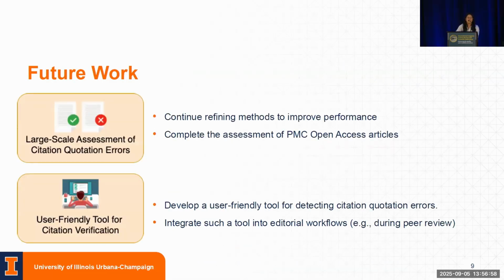So in the future, we plan to continue refining our methods to improve the performance, like improve the accuracy and recall of our methods, and also to complete the assessment of the PubMed Central open access articles. And even in the long term, we also plan to create a user-friendly tool for citation verification. Hopefully we are able to integrate these tools into editorial workflows such as peer review, and also make it available to authors, readers, and everyone who uses citations.